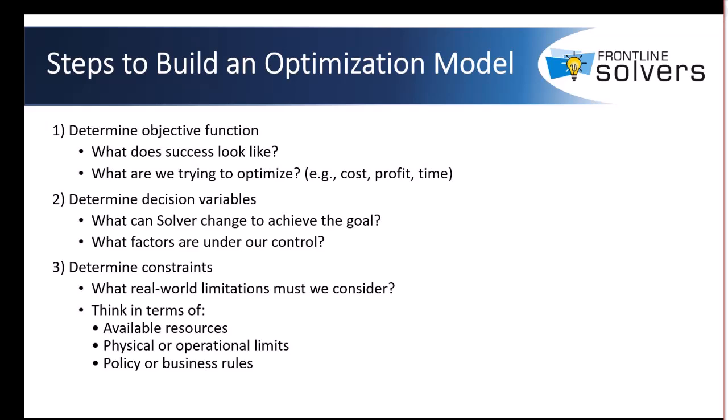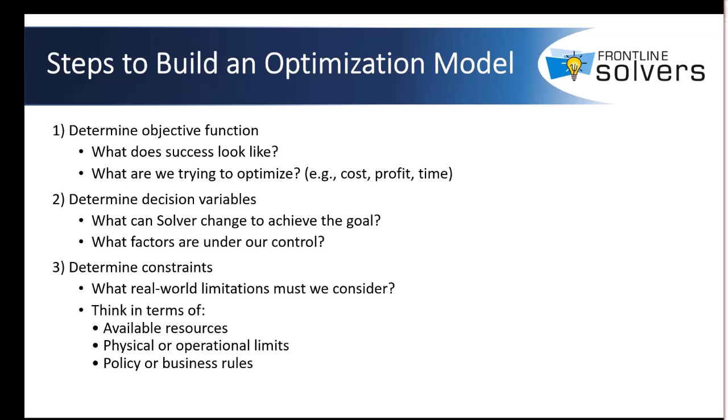Specify what Solver can change, also known as decision variables. Set real-world limitations, also known as constraints. Once that's in place, Solver analyzes thousands of possible assignments and delivers the best one based on the criteria we set. To set your goal, ask yourself, what is my goal?